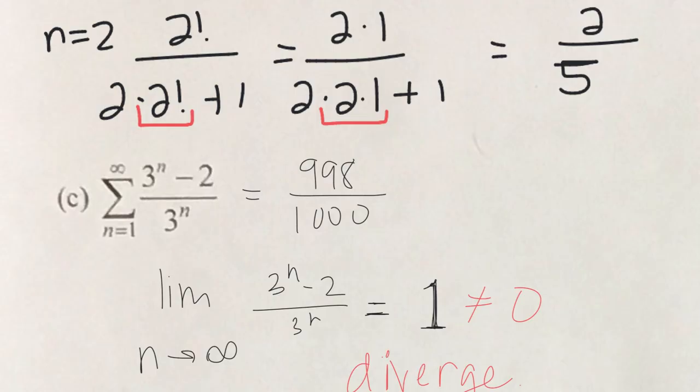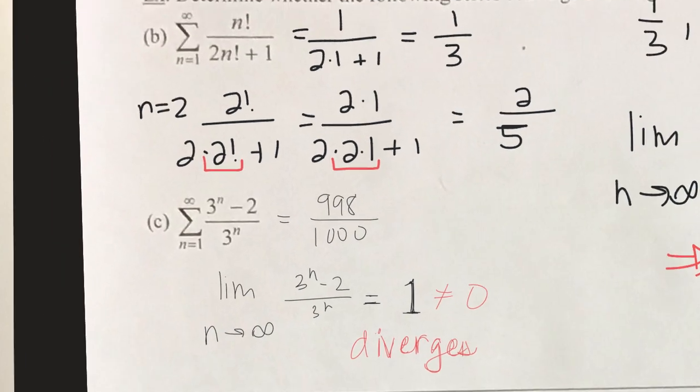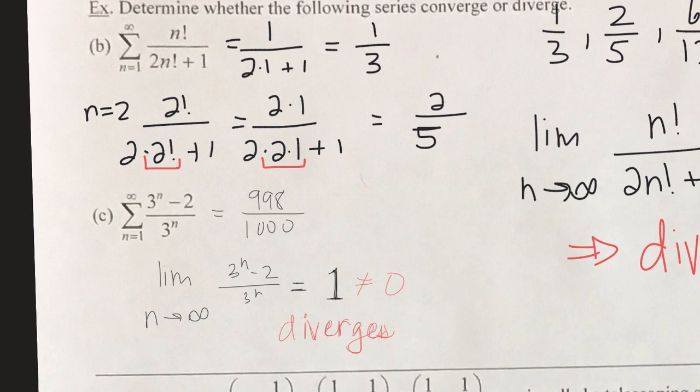So our series diverges by the nth term test. The nth term test says that if the limit is anything other than 1, then your series diverges. I meant 0. Anything but 0, then our series diverges.